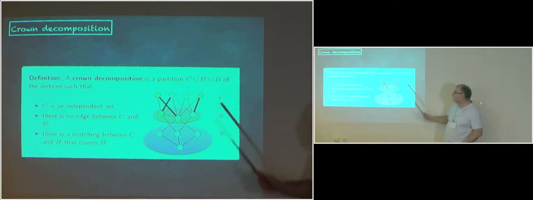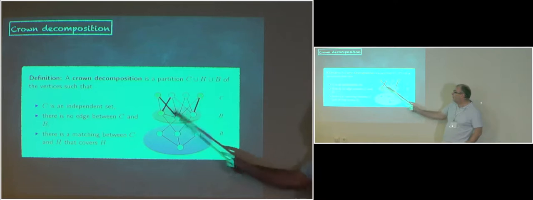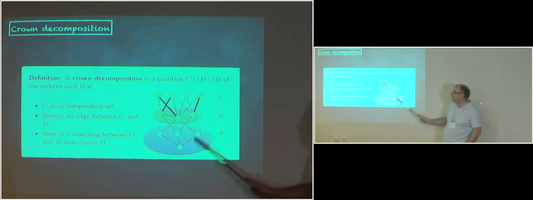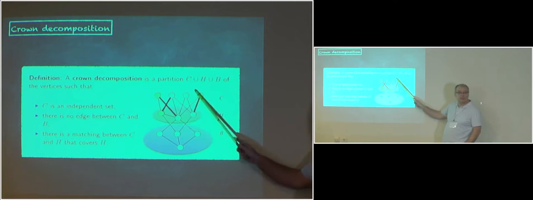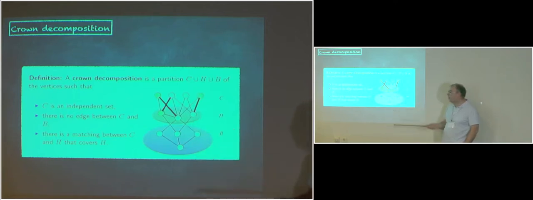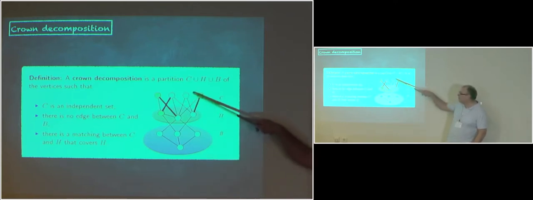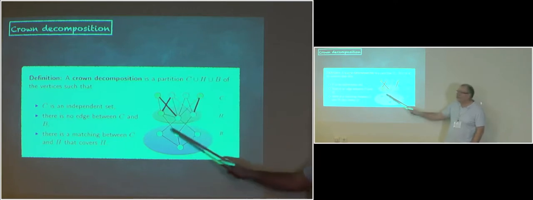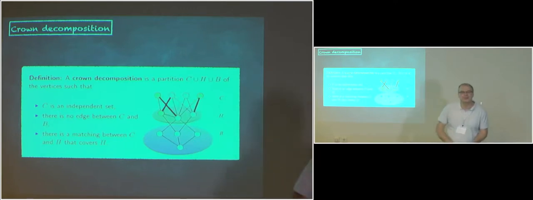Right, so here is an example. C is an independent set, H separates C and B, and there is a matching from H to C. And why is it called crown decomposition, right? I try to make it in the picture. So this is the head, this is the crown, this is the body, right?